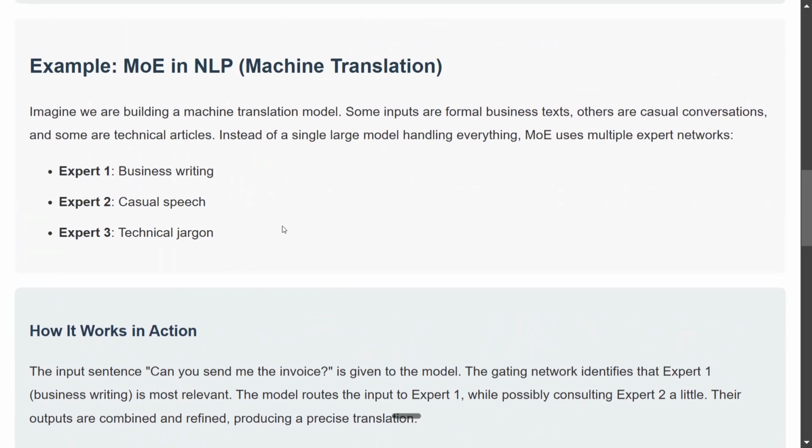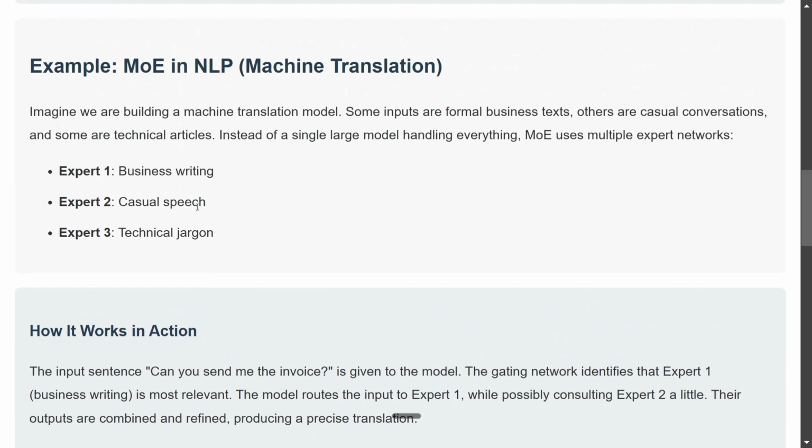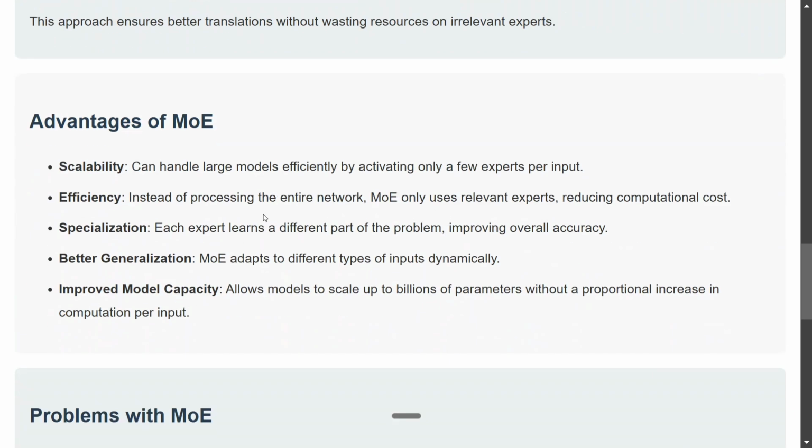If you look into this particular example, assume that we are building a machine translation model. Some inputs are business text, others are casual conversation, some are technical articles. So you have multiple different types of inputs coming in. Within the model, you can have different experts: business writing, casual speech, technical jargon. Depending upon whatever input is coming, that expert would be activated. The input sentence, "Can you send me the invoice?" is given to the model. The gating network identifies that expert 1, business writing, is the most relevant one, and the other two are not activated.